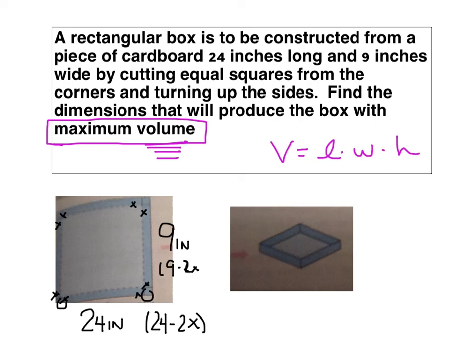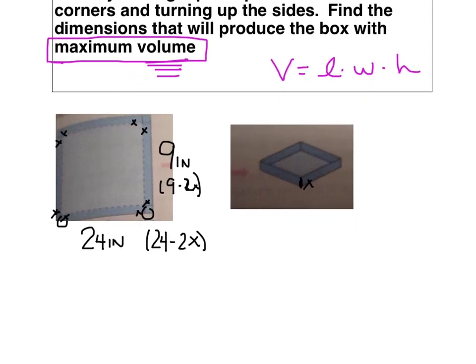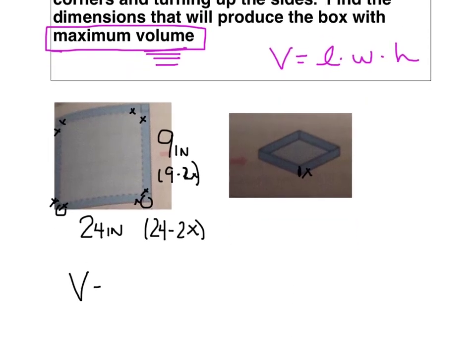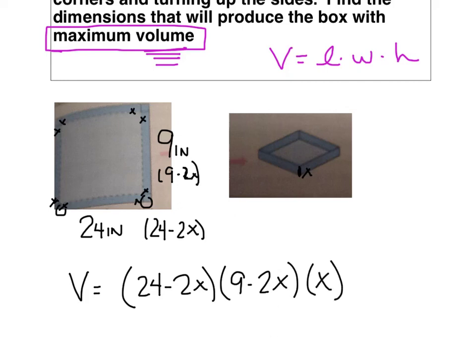Now how about the height? When you fold that up, if you look at the height in this picture here, it has a height of x. It's the amount you folded it up. If you can't believe me or see it yourself, take a sheet of paper and cut the corners out and think about it. So I would say that my volume is my length, which is 24 minus 2x, times my width, which is 9 minus 2x, times my height, x. And that represents my primary equation.